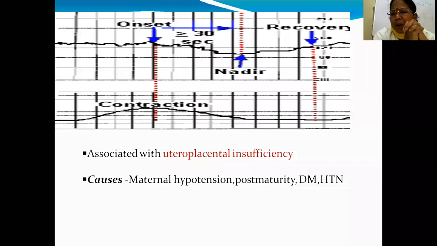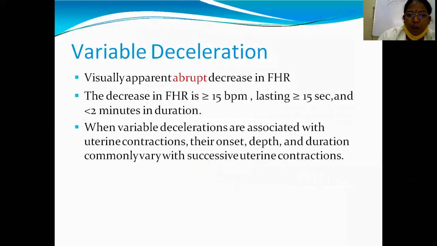It may be normal, but sometimes it may be associated with uteroplacental insufficiency. Usually the causes are maternal hypotension, which I already told you, hypovolemia, hypoglycemia. In cases of post-maturity or diabetes, if these decelerations are repeated, then we should be worried. A single or double deceleration, not much.